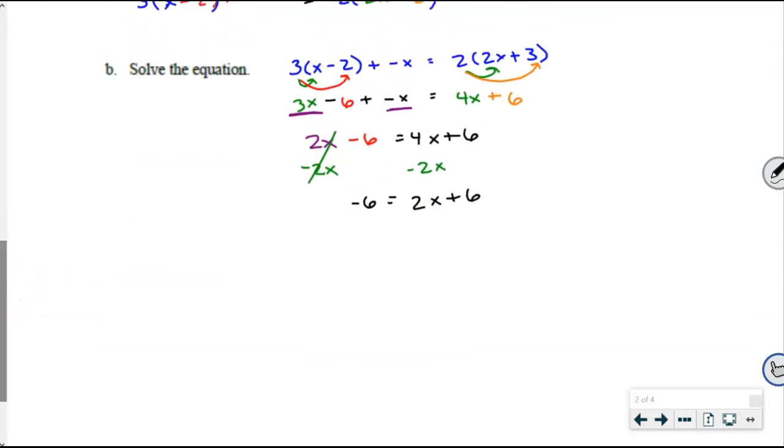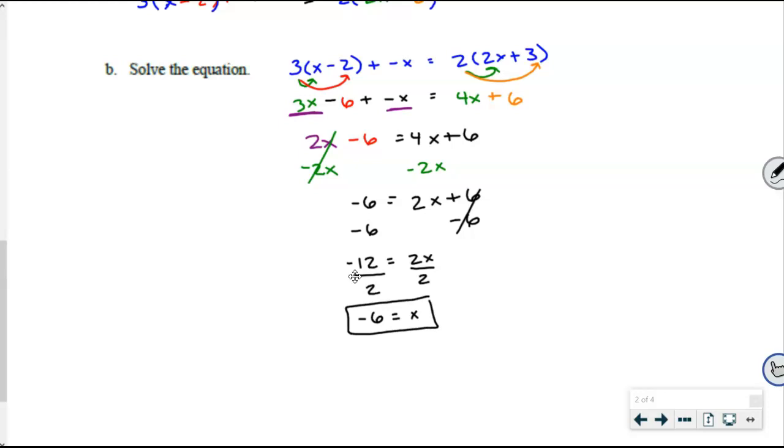When I'm subtracting 6 from each side, it zeroes out here, and negative 6 minus 6 more is negative 12, which is equal to 2x. Divide each side by 2, and that's how I get negative 6 is equal to x. How'd you guys do?